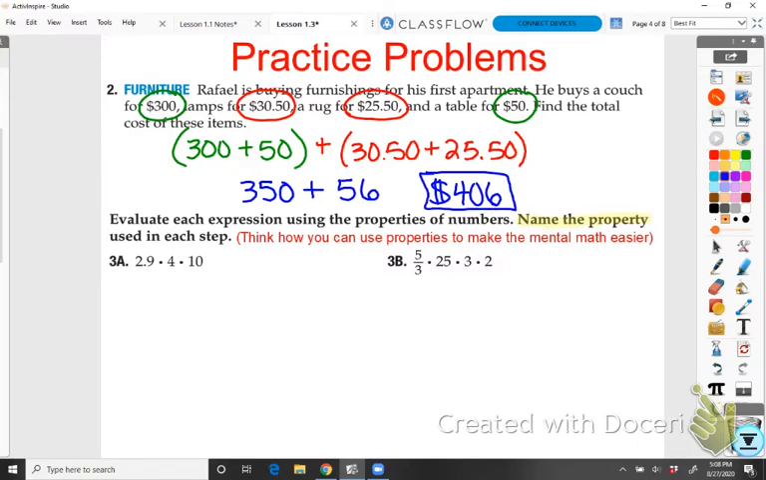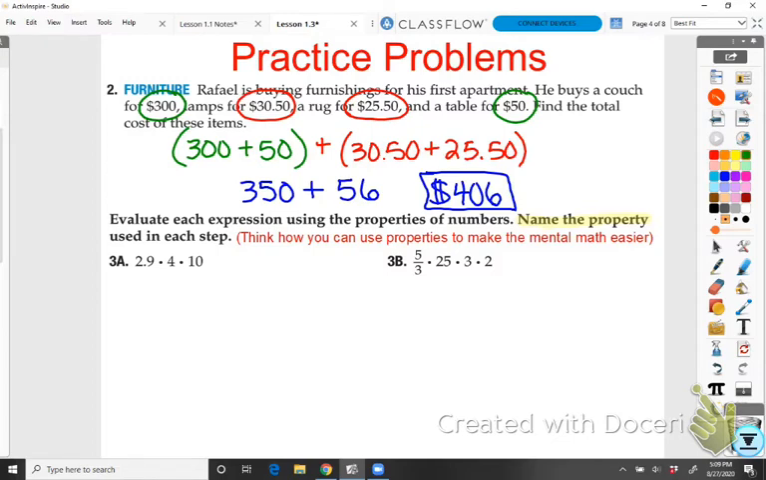These next two might take a little bit of thought. Evaluate each expression using the properties of numbers. Name the property used in each step. So think how you can apply those properties in the beginning of the video to make the mental math easier. For this first one, I don't want to take 2.9 times 4 because that takes a little bit of math for me. I can do 4 times 10, that's a quick 40, but then I have to multiply by 2.9. So I don't like that decimal there.